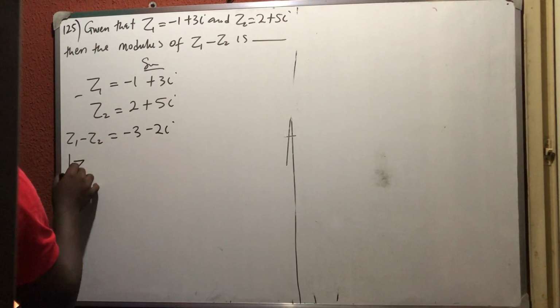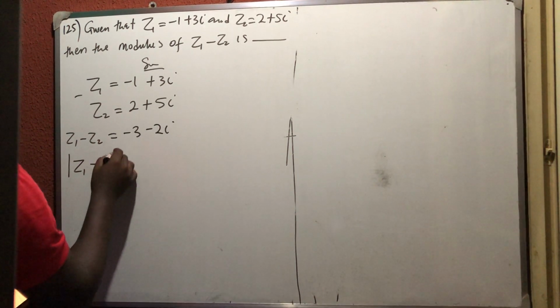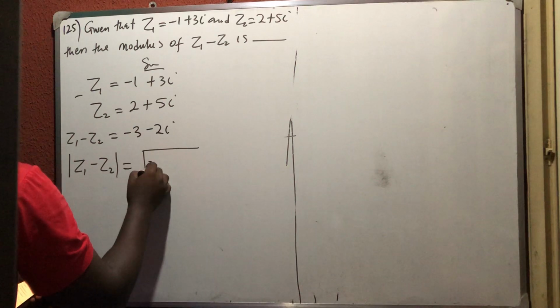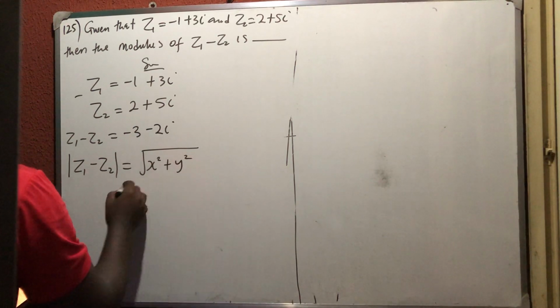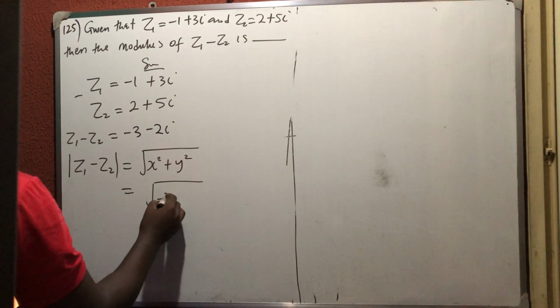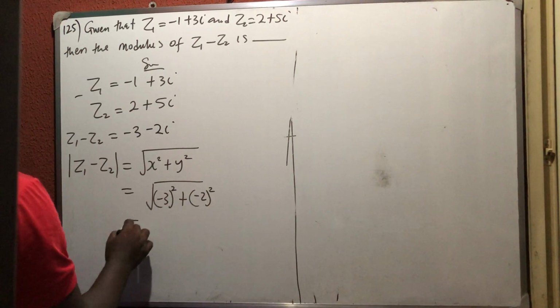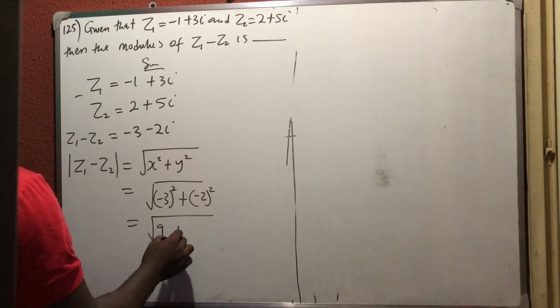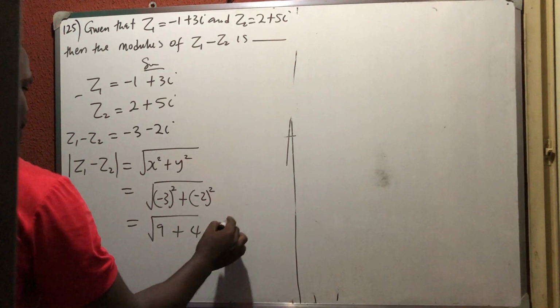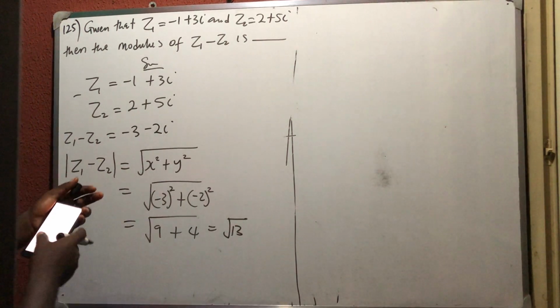So the modulus of z1 minus z2 is equal to the square root of what? x squared plus y squared, which is what? The square root of minus 3 all squared plus minus 2 all squared. So I'm having the square root of what? 9 plus 4, which is what? Square root of 13.